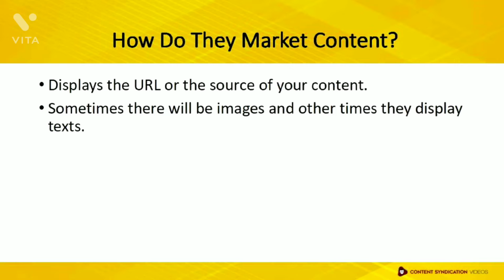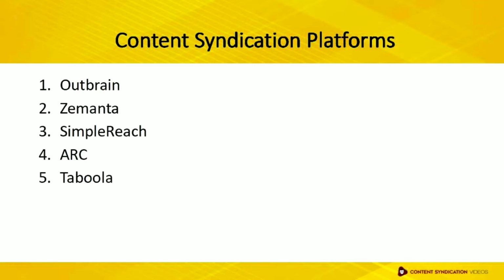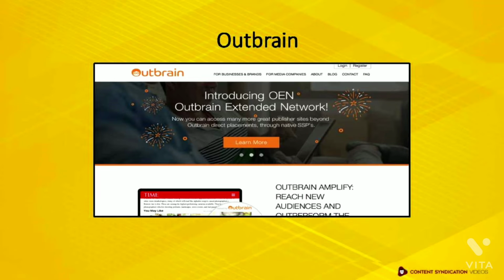There are various ways content syndication networks market a specific content. Some may only show the URL or the source of the content. Sometimes there will be images and other times only text. There are various content syndication platforms for you to choose from. However, for beginners, I recommend you stick to these 5 options. 1. Outbrain. 2. Zemanta. 3. Simple Reach. 4. Arc. 5. Taboola.